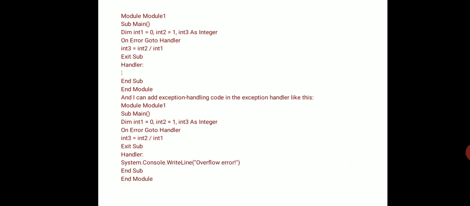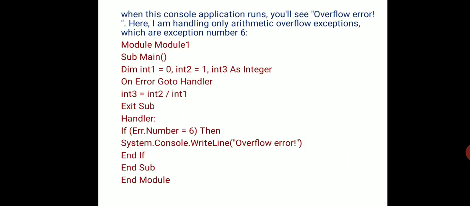Okay, so there is one more overflow error, arithmetic overflow exceptions, which are exception number 6. Every exception is numbered, and the overflow exception is number 6.